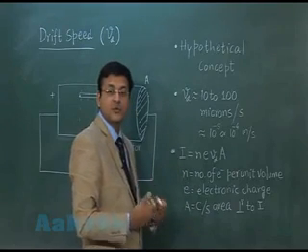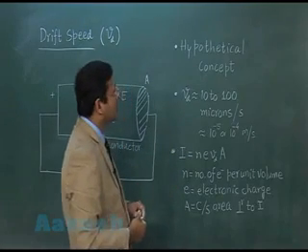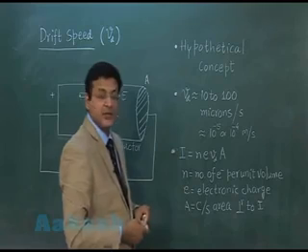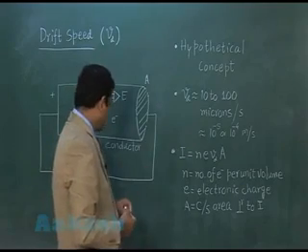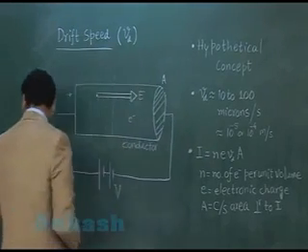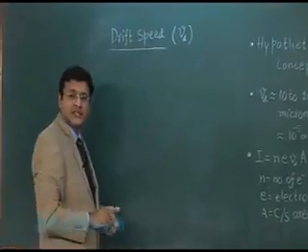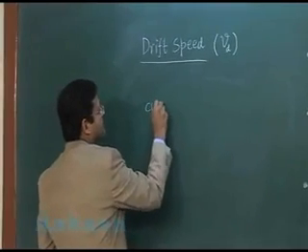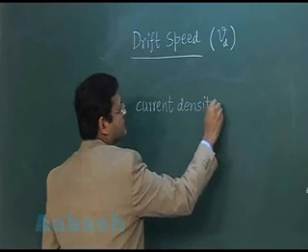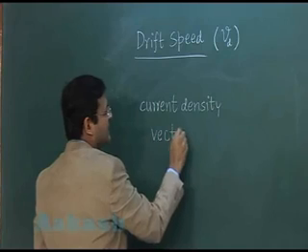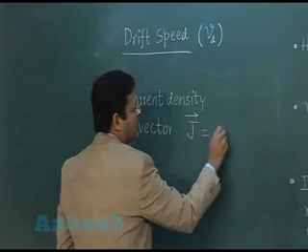You can also derive this from I is equal to delta Q by delta T. In this context we can introduce one more term. We can introduce a new term, that is current density vector. Current density vector is denoted by J vector. It is defined as current upon area.